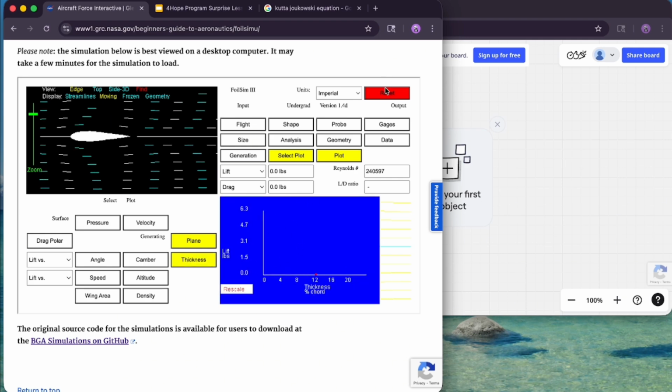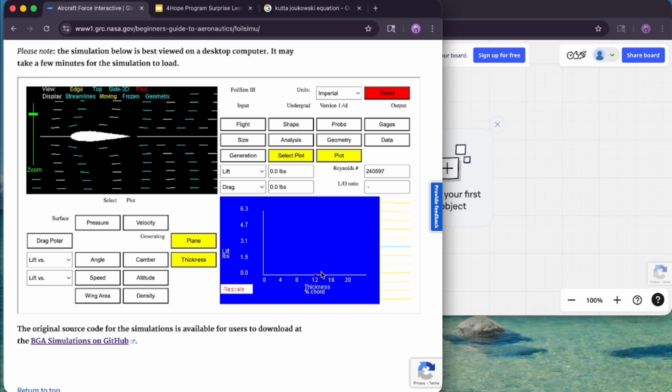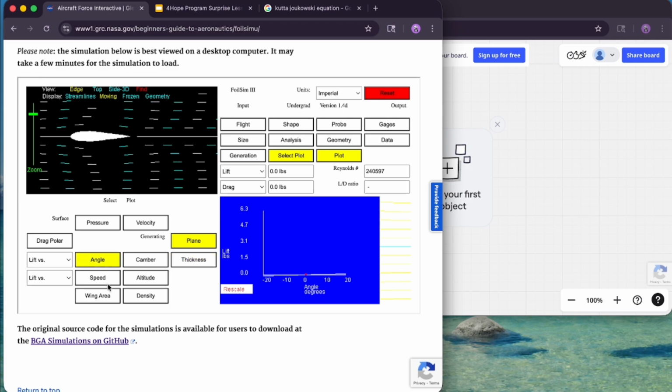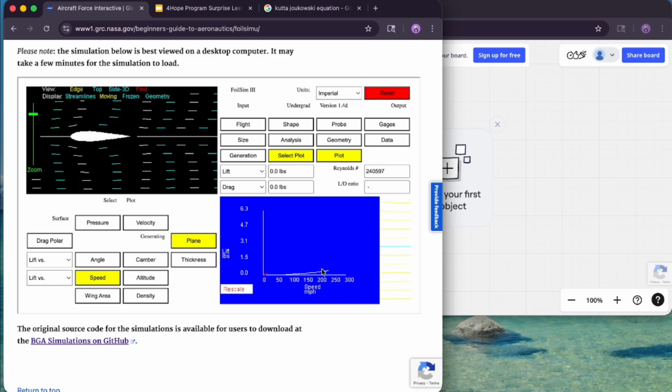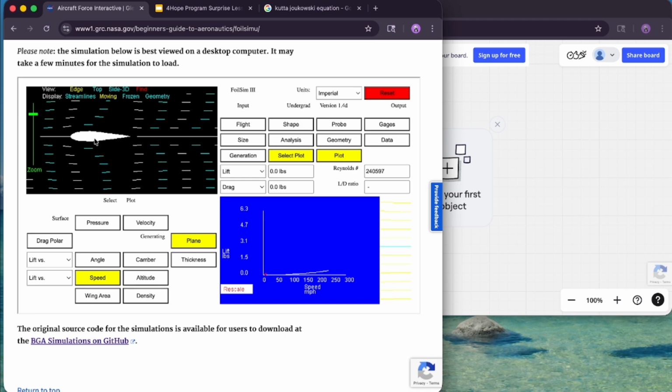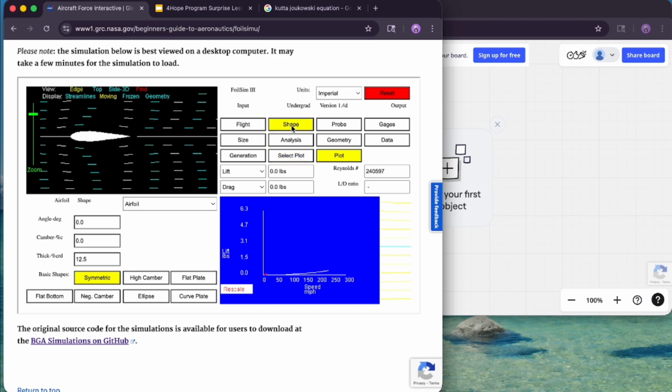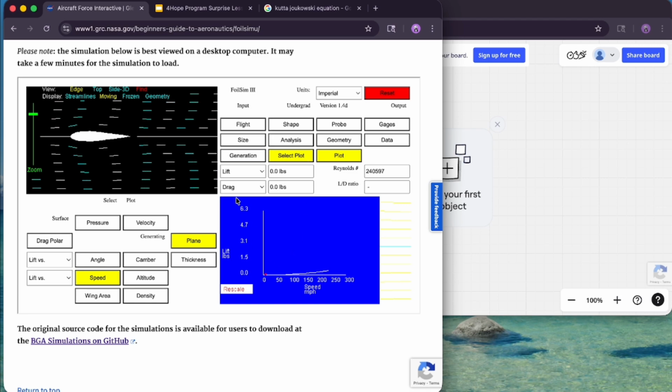Right now, nothing's moving. I'm just showing you what the graph would show. Angle of attack, speed. Right now it's a bit of a curve, as we can see here. This is symmetrical, I believe, right? Yeah, this is symmetrical, so for sure this is a symmetrical airfoil.